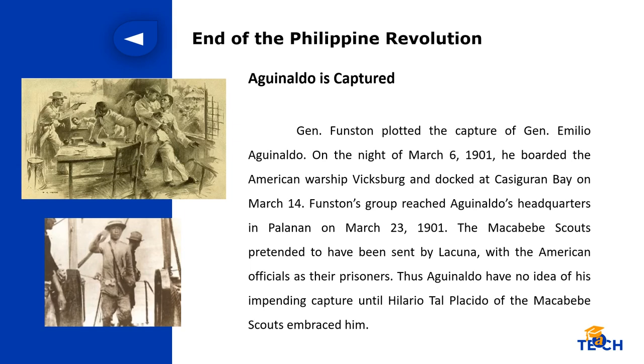Funston's group reached Aguinaldo's headquarters in Palanan on March 23, 1901. The Macabebe scouts pretended to have been sent by Lacuna with the American officials as their prisoners. Thus, Aguinaldo had no idea of his impending capture until Hilario Tal Placido of the Macabebe scouts embraced him.